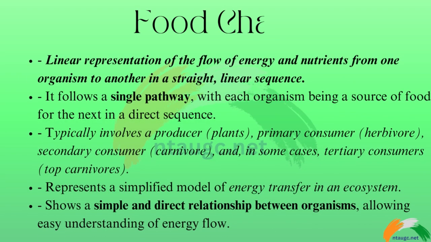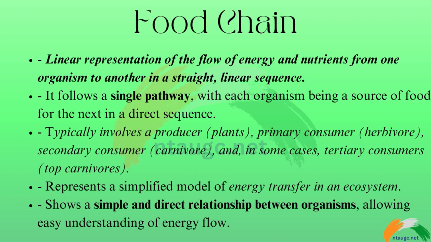Food chain. A linear representation of the flow of energy and nutrients from one organism to another in a straight linear sequence. It follows a single pathway, with each organism being a source of food for the next in a direct sequence. Typically involves a producer (plants), primary consumer (herbivore), secondary consumer (carnivore), and in some cases, tertiary consumers (carnivore). Represents a simplified model of energy transfer in an ecosystem. Shows a simple and direct relationship between organisms, allowing easy understanding of energy flow.